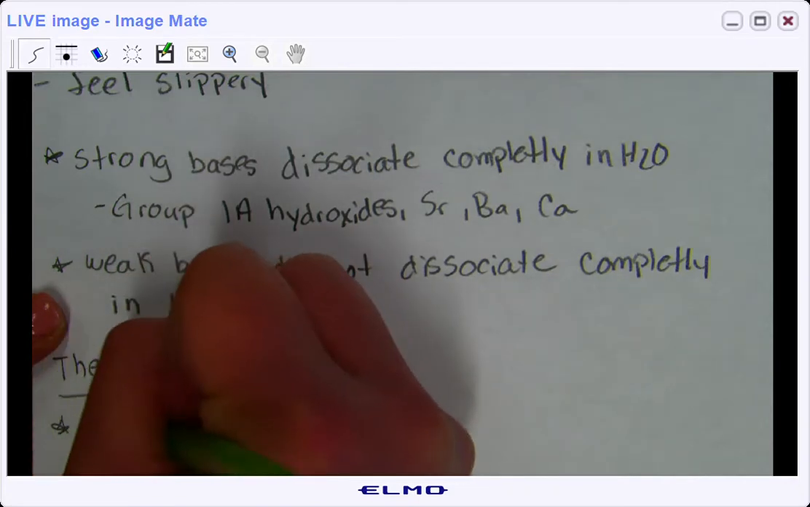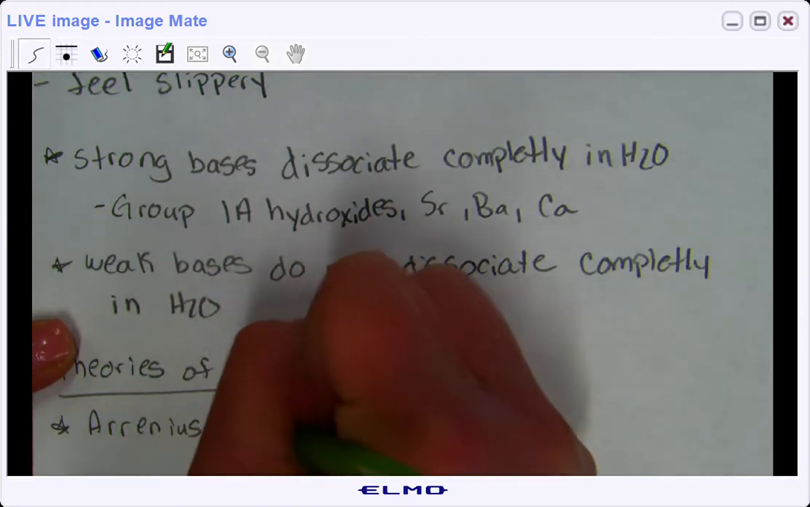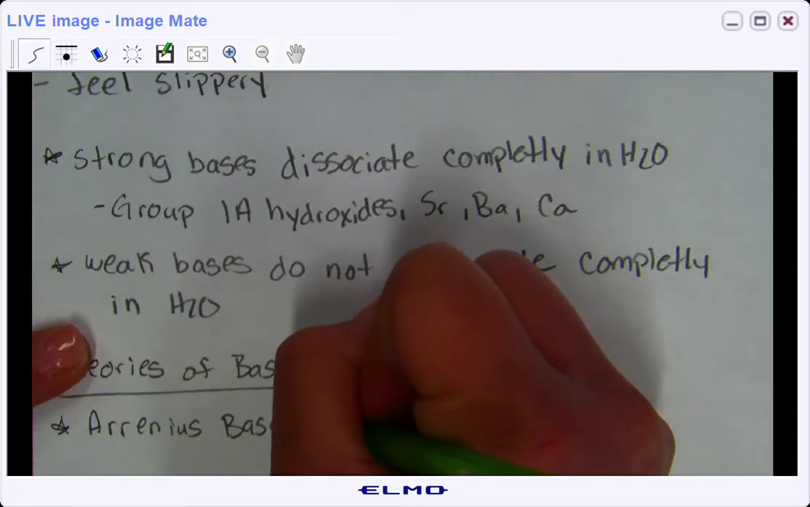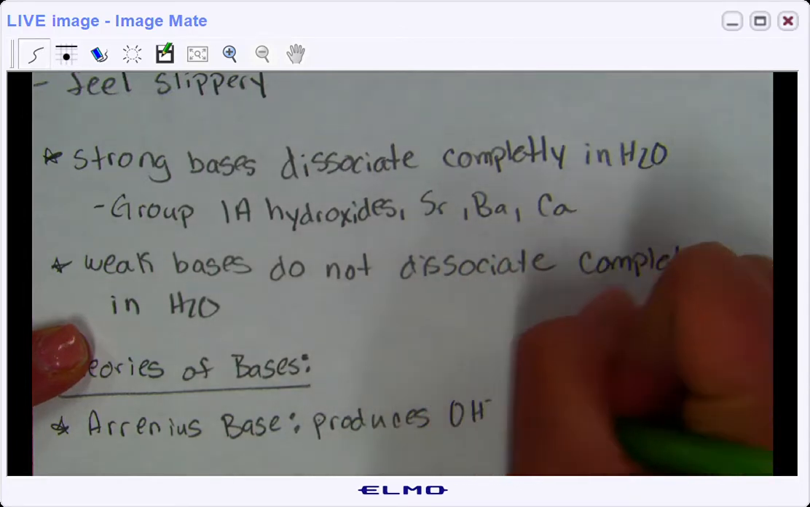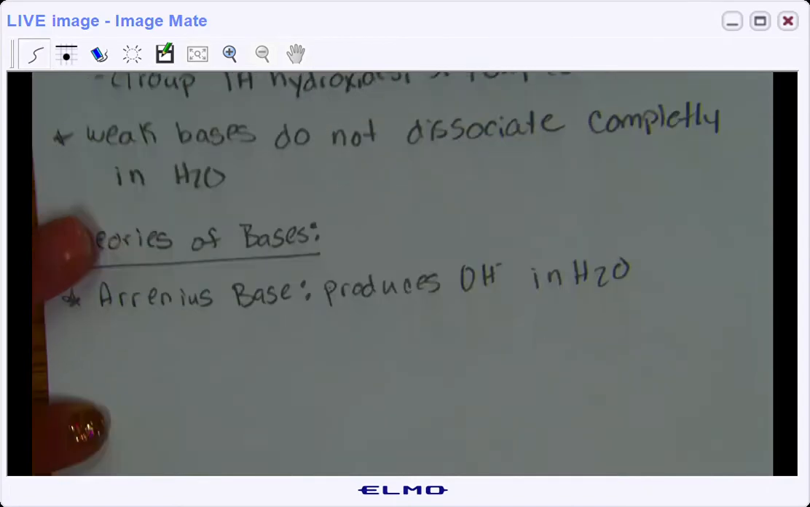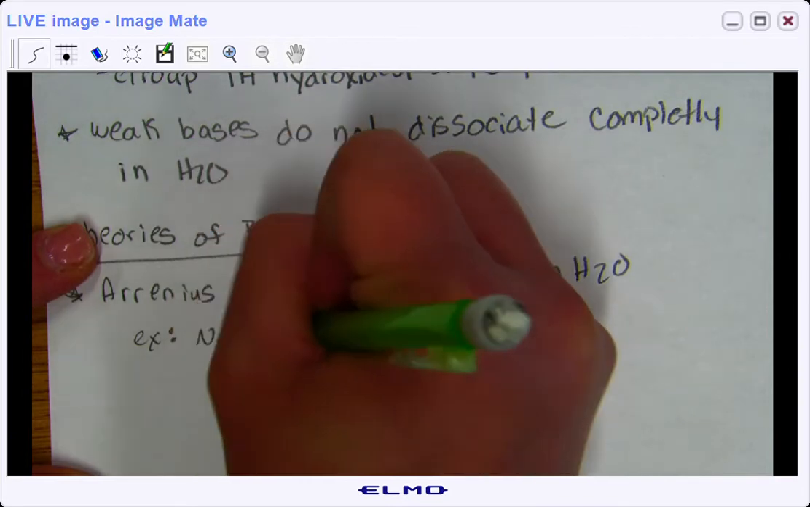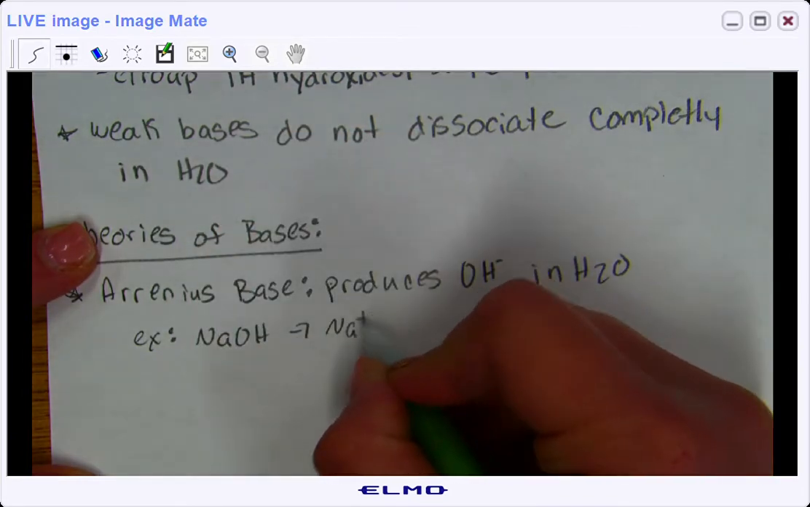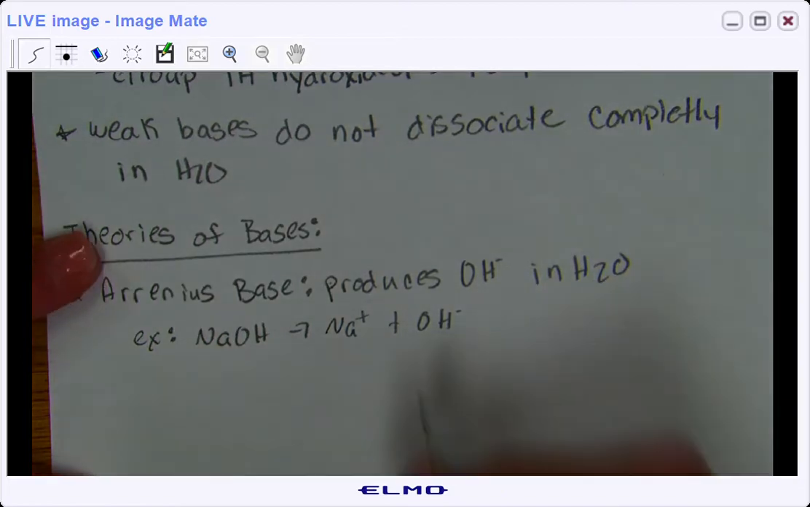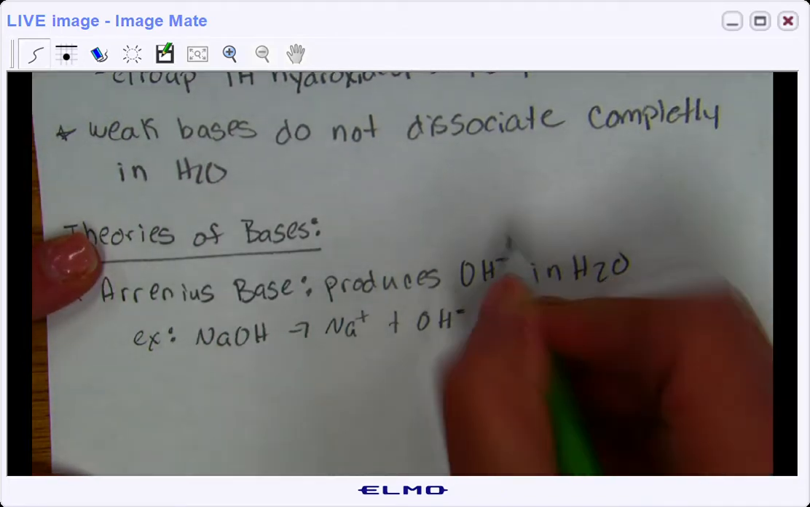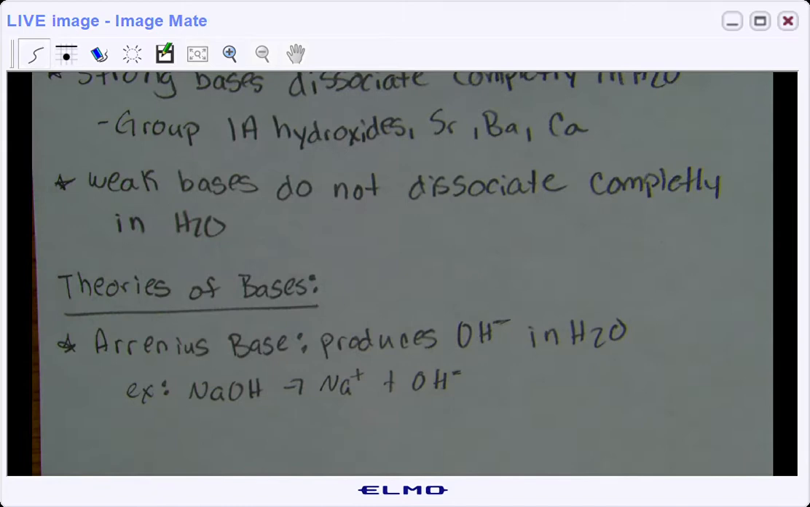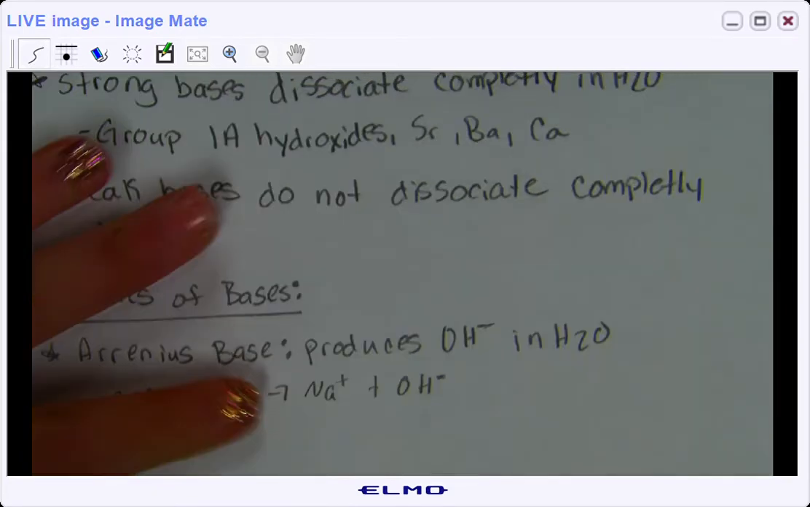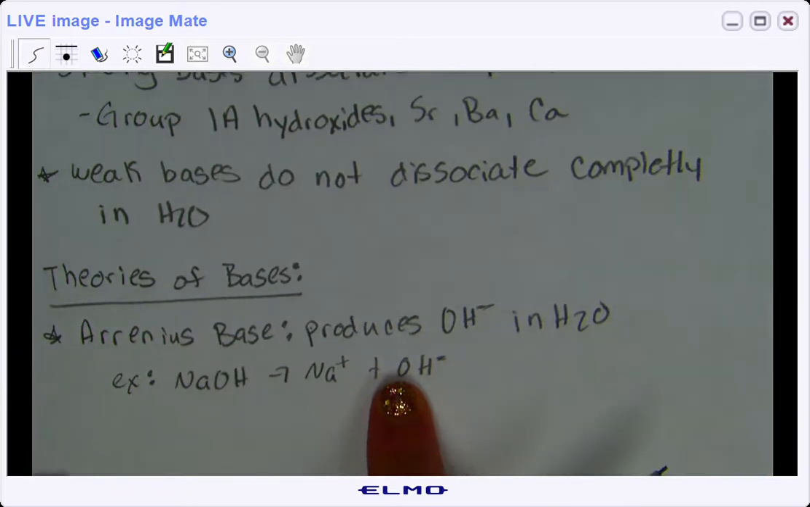And our first one is an Arrhenius base. An Arrhenius base is going to produce hydroxide ions in water. All right, and for example, we can look at sodium hydroxide. So if I was to place sodium hydroxide in water, I will get all sodium ions and all hydroxide ions. And I know I will get all ions because sodium is in group 1A, and group 1A are strong bases. So this will go to completion, meaning we would have no more sodium hydroxide left. We would have all ions.